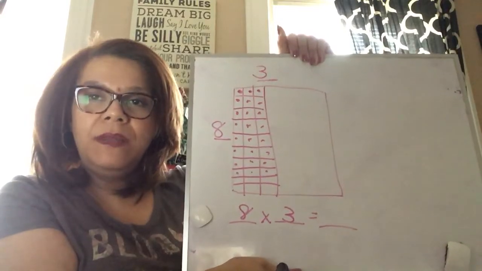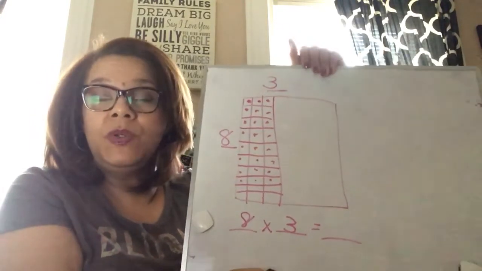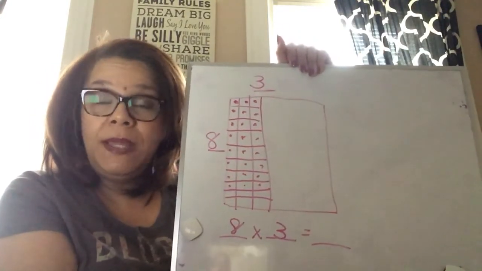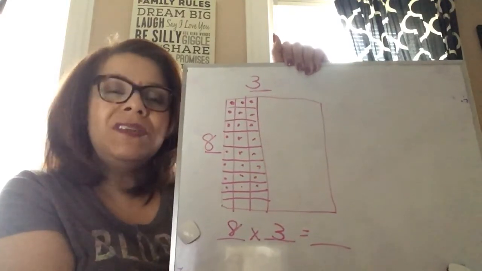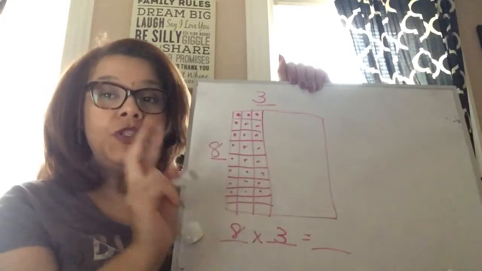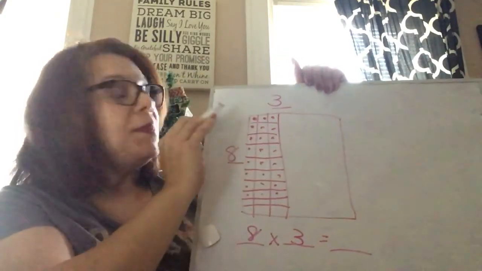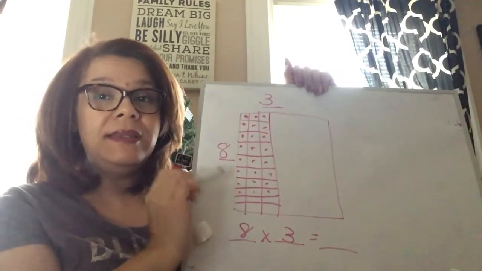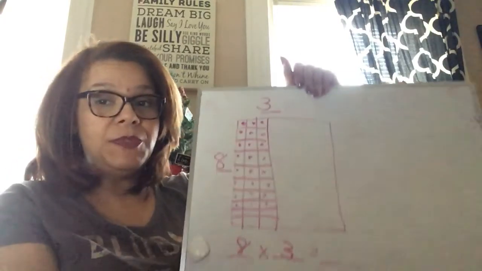8 times 3. So we could do one of two things. We could skip count by 3, or if you're still not sure, you could count up the boxes. I'm going to do both. I'm going to skip count by 3 to get the answer. That's the first thing I'm doing, okay?